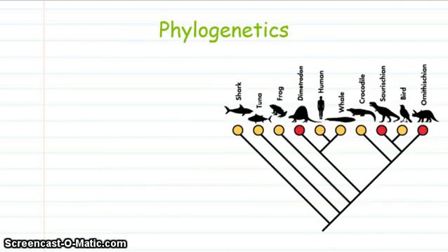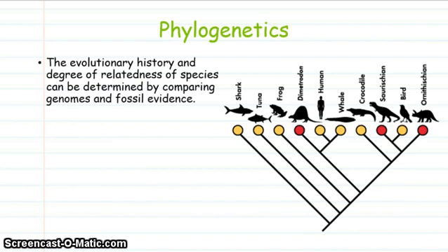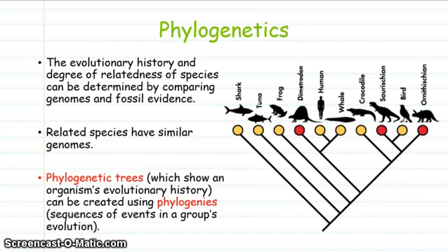Moving on to phylogenetics, this is looking at the evolutionary history and relatedness between different species by comparing the genomes along with the fossil evidence. And of course, more related species will have more similar genomes, and these can be used to construct phylogenetic trees tracing an organism's evolutionary history.